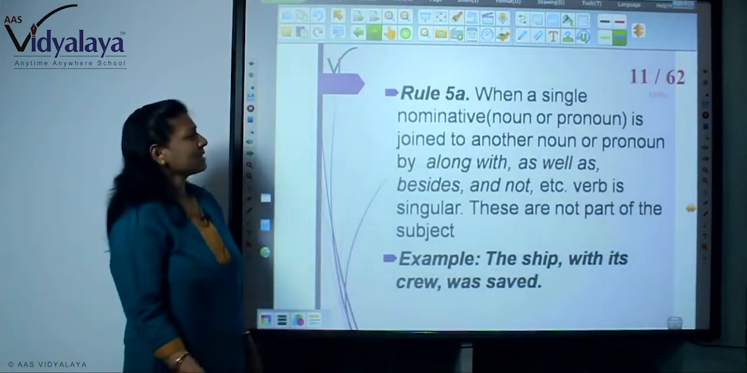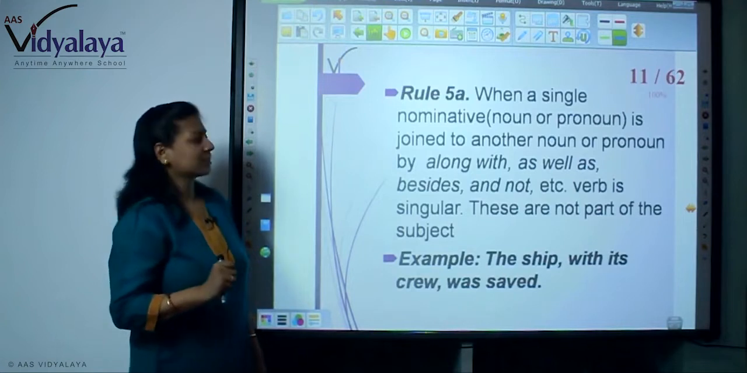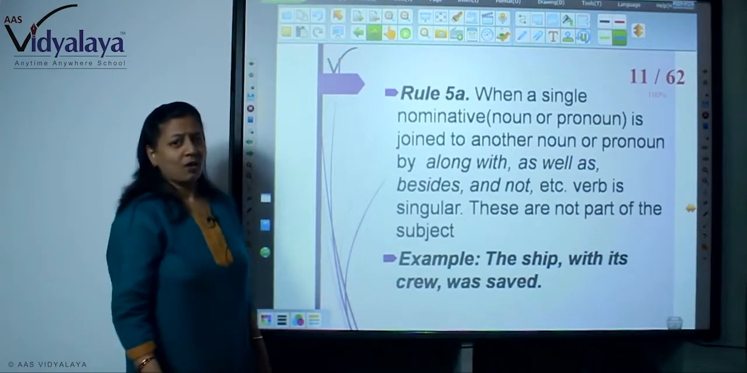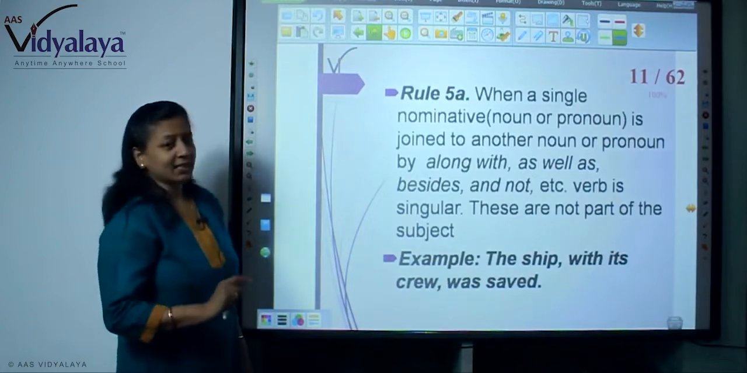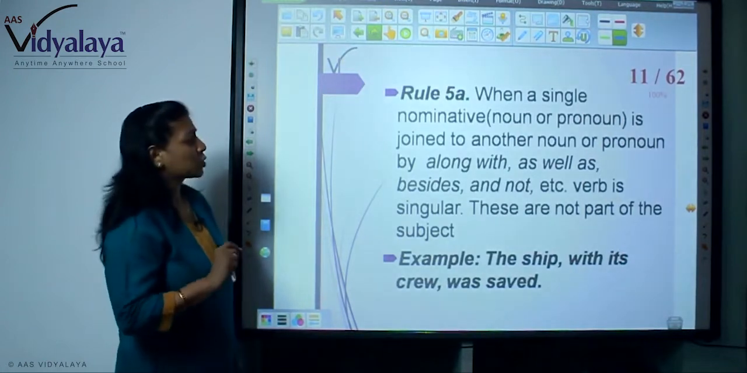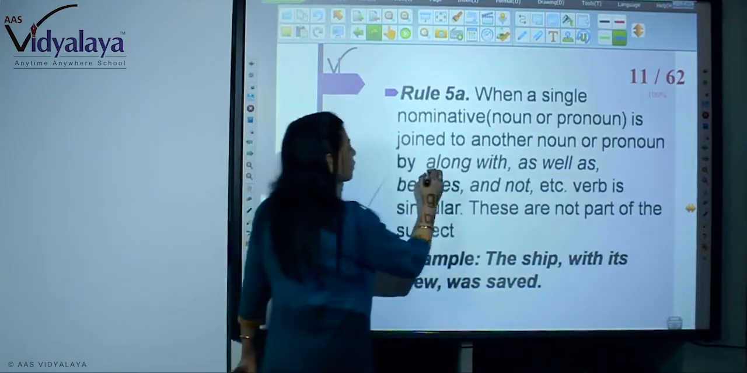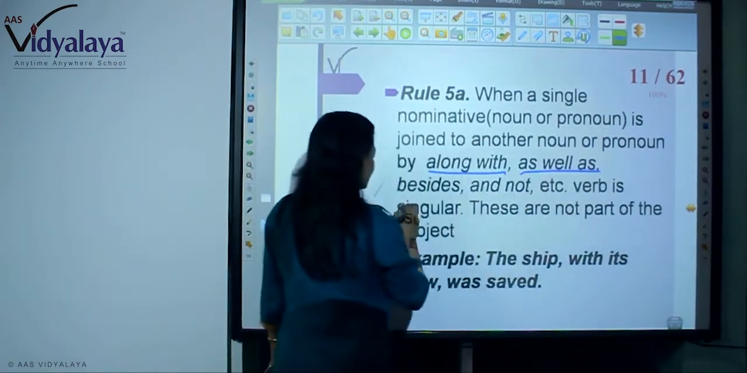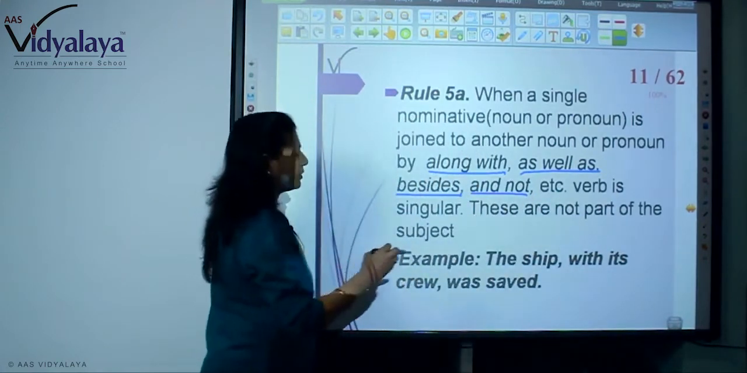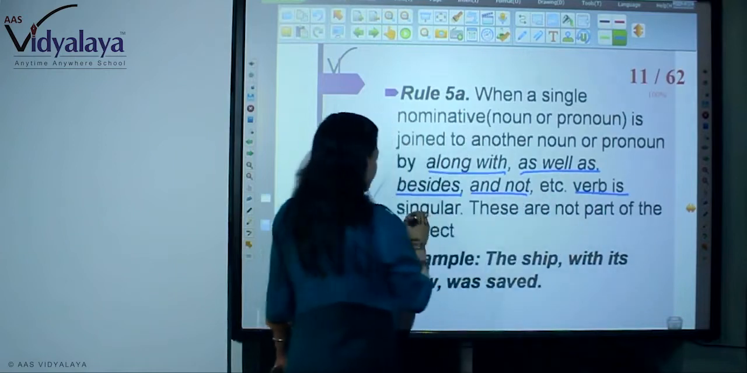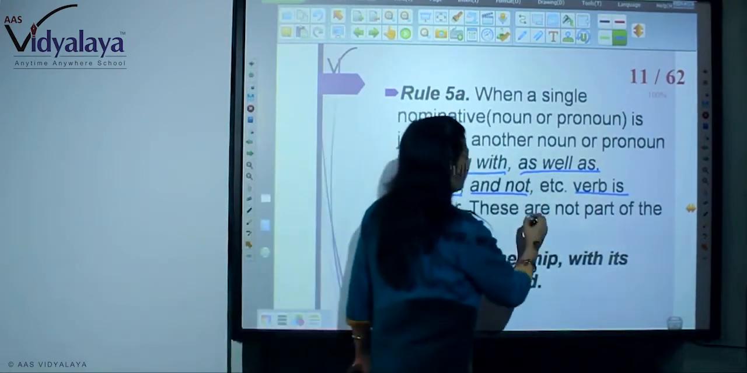Now, rule number 5. There are different types of things in this. 5A. For example, when a single nominative, that is a noun or pronoun, is joined to another noun or pronoun by along with, as well as, besides, and not, etc., the verb is singular, because these are not part of the subject.